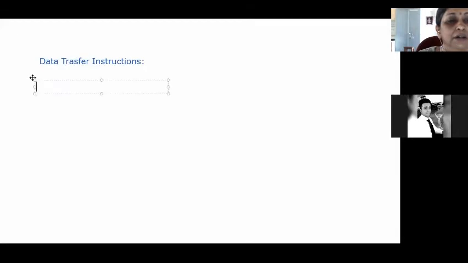And the mnemonic which is used for data transfer instruction is MOV. After this you can write two operands. The first operand is the destination and the second operand is the source. So if you execute such an instruction, then what happens? The data from the source will be transmitted to the destination.